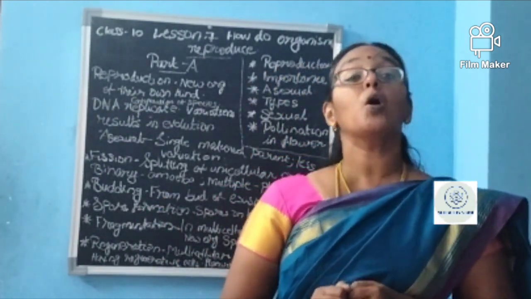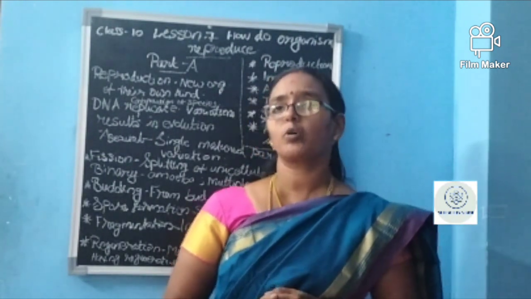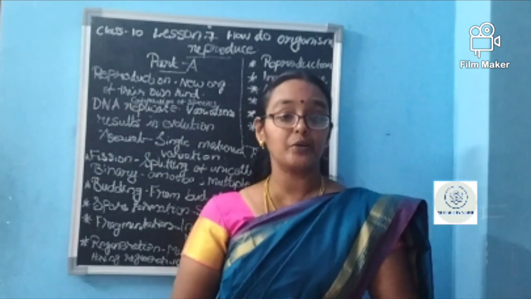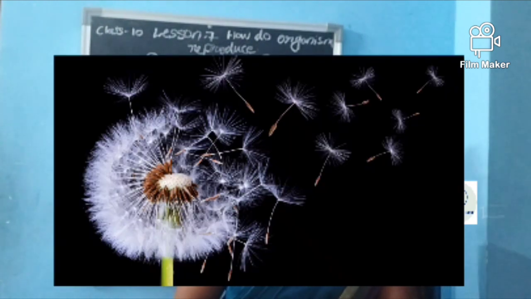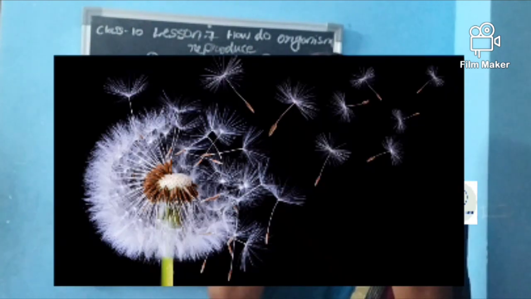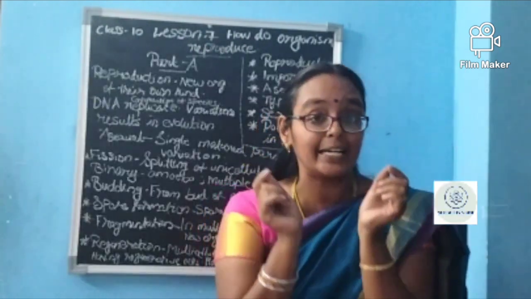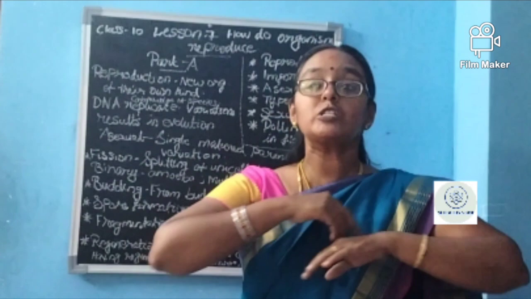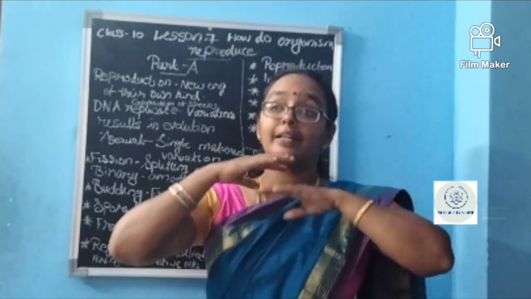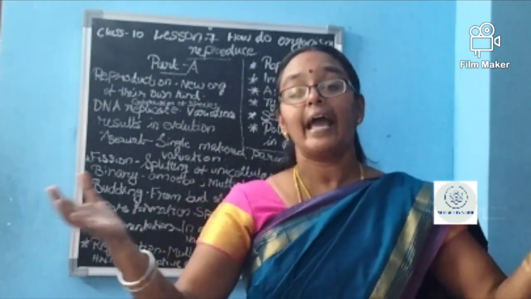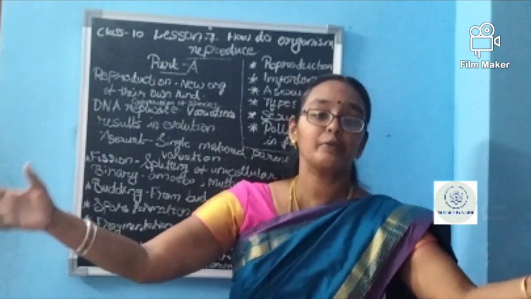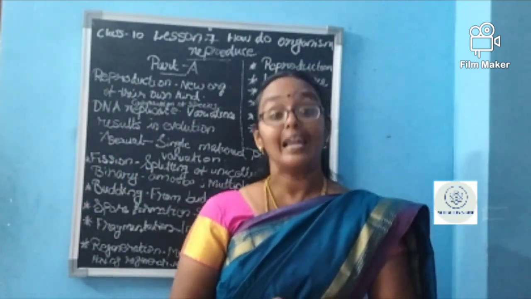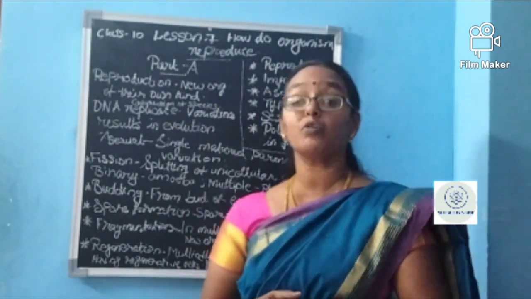Then the third is spore formation. What is spore formation? It's very easy, Kanna. Consider dandelion. Dandelion you have learned, right? It's a kind of seed-headed plant. When we are blowing it, the seeds will go and spread in the air. It will travel and settle down somewhere. From there, the plant will come. Like that, here also, spore formation.